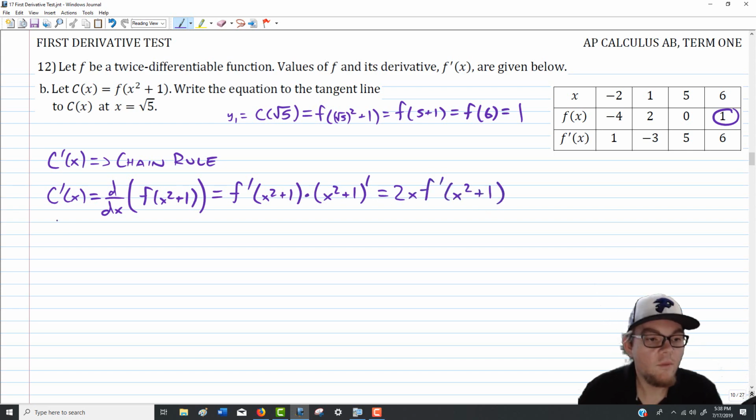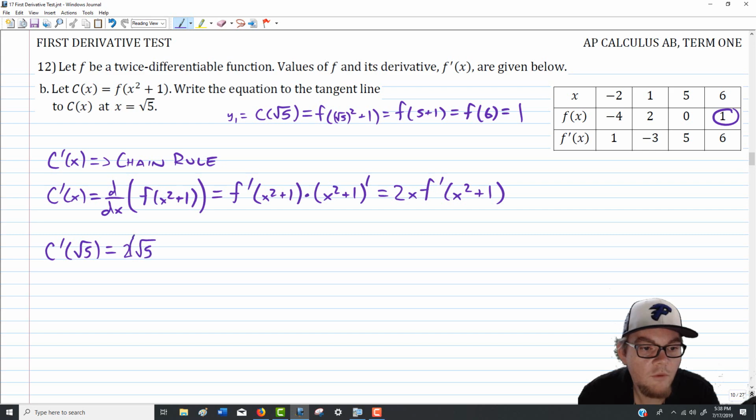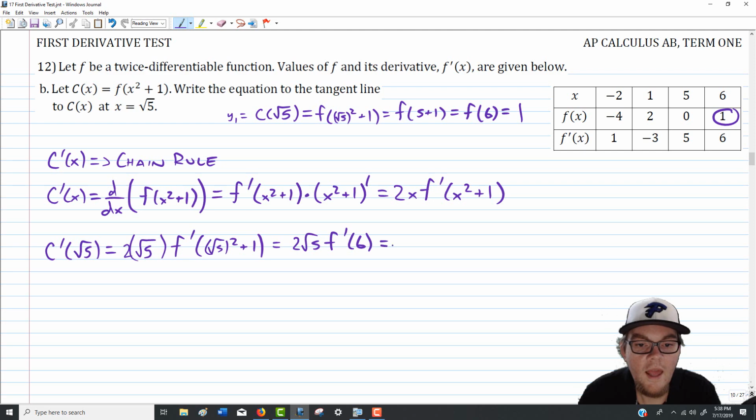Now that we have it, we want to calculate c prime of root 5. And again, I hope I didn't move through that too quickly. That's just the chain rule. But these are the problems that you should be doing in your head, really quickly or with minimal work. So just being honest. If we want to calculate c prime of root 5, it's going to be 2 times root 5, f prime of what we know will be root 5 squared plus 1. That means we're going to get 2 root 5 times f prime of 6. And pulling that out of the table, f prime of 6 is equal to 6. We get 2 root 5 times 6, which is 12 root 5.